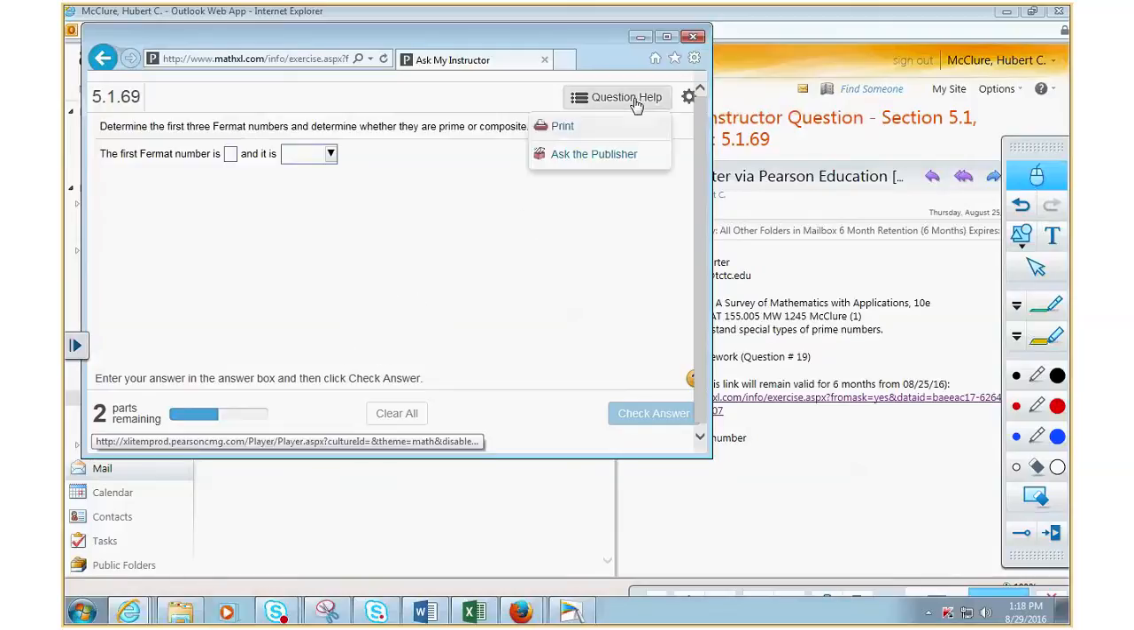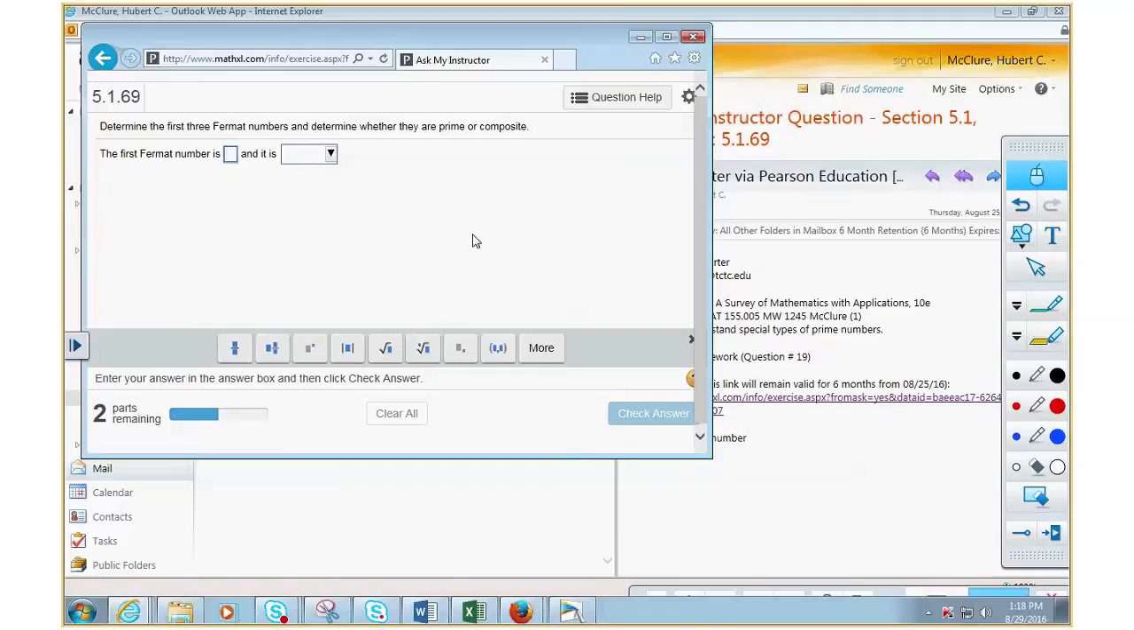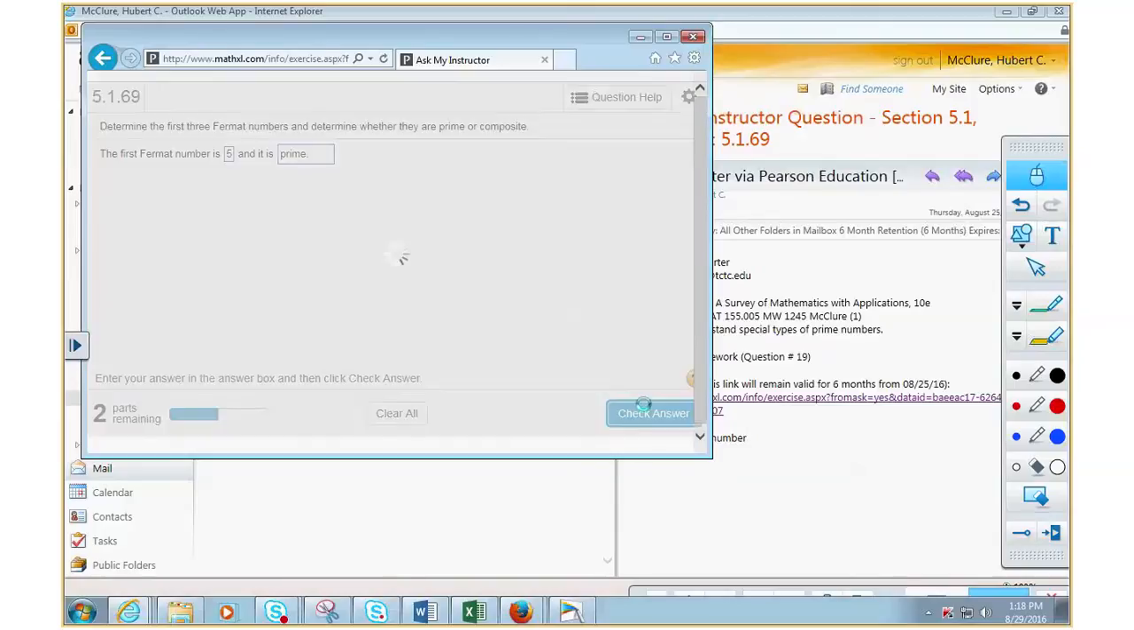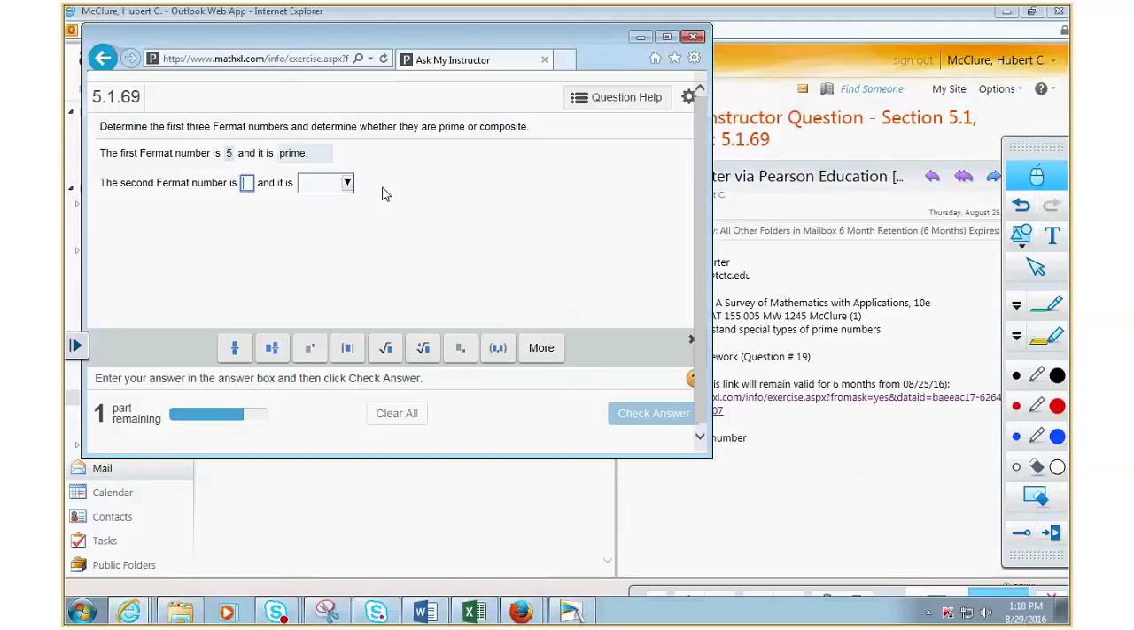So let's go up here. Oh, look, it doesn't even have Help Me Solve This. That's great. This is not a test question. The first number is what, 3? 3, 5, 9, 17. No, does it go up that high? I think it's 5, 7, and 17. It's been that long since I've seen it. 7 and it's prime.